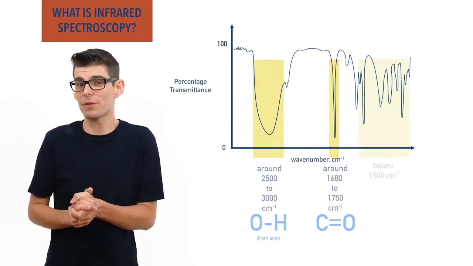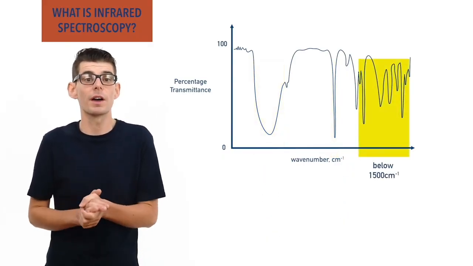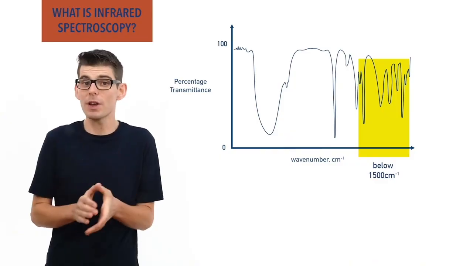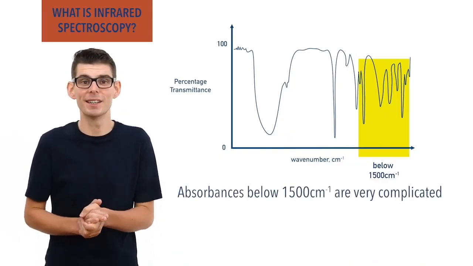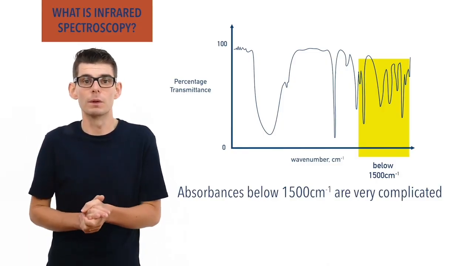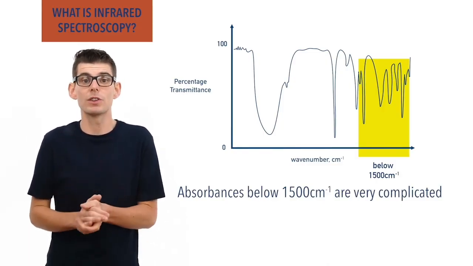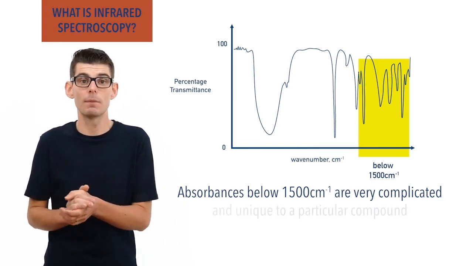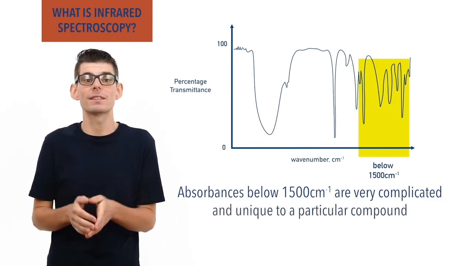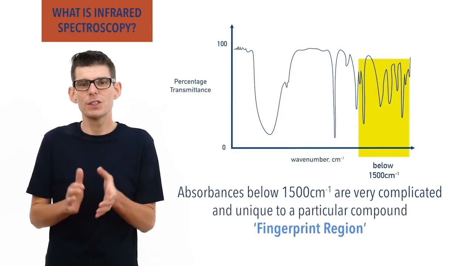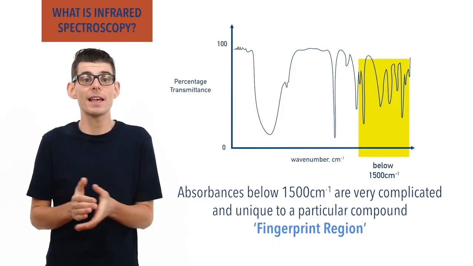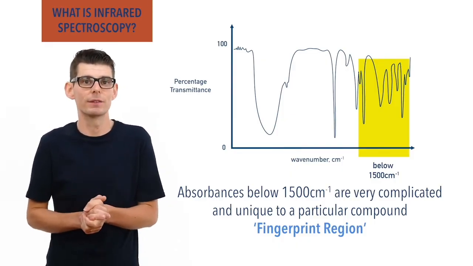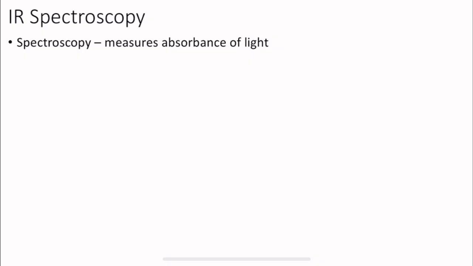Below wave numbers of 1500, the absorptions of IR waves are associated with vibrations and motion of whole molecules, meaning they are very complicated to analyze. The combination of all absorbances and the shape of this region is, however, unique to a particular molecule, meaning it is referred to as the fingerprint region. Due to its complexity, it isn't analysed in detail at this level and is instead just used to quickly identify given substances. Here are some important things that I hope you got from the introduction.